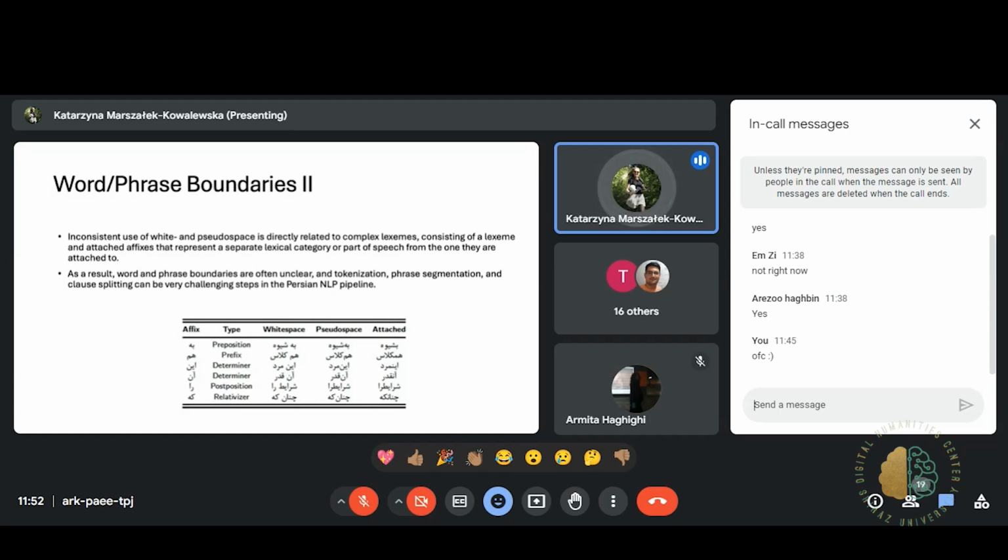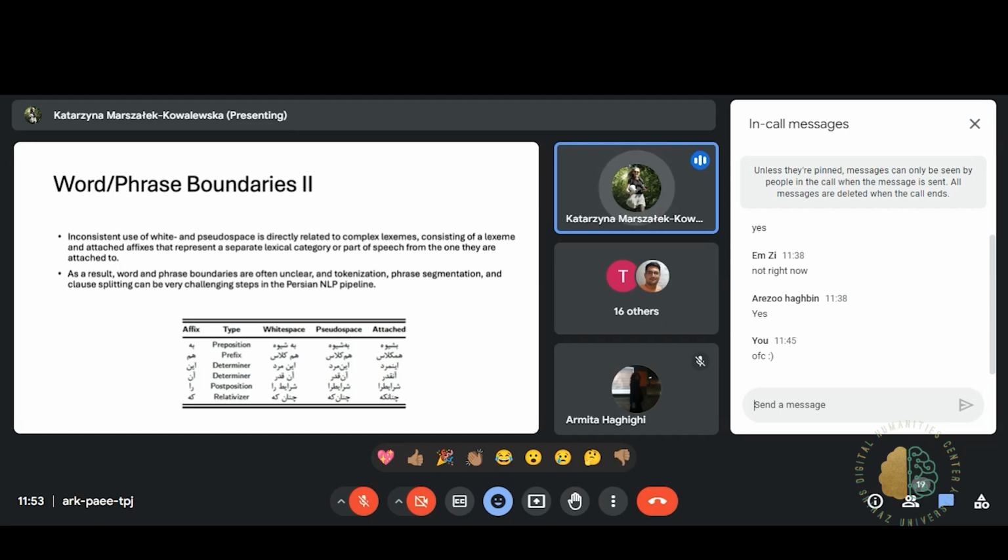Inconsistent use of white space and pseudo-space is directly related to complex tokens, which consist of a lemma and attached affixes that represent a different lexical or morphological category from the one they are attached to. In the table on this slide, you can see different examples of affixes that might be used and the different ways they model the basic lemma when they are attached, when we use pseudo-space, or when white space is used.